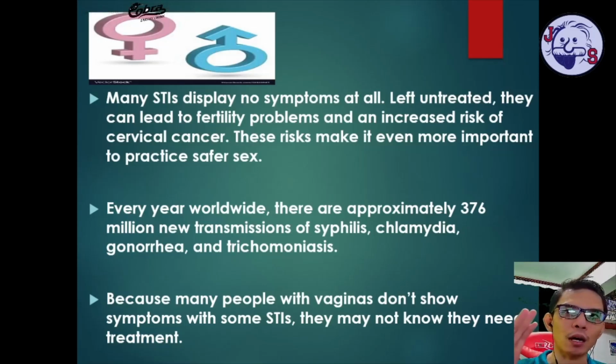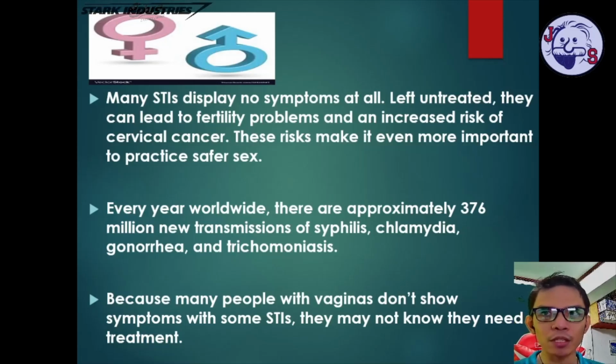Next, worldwide, every year there are 376 million new transmissions of syphilis, chlamydia, gonorrhea, and trichomoniasis. Those are infections that happen worldwide, 376 million of them.